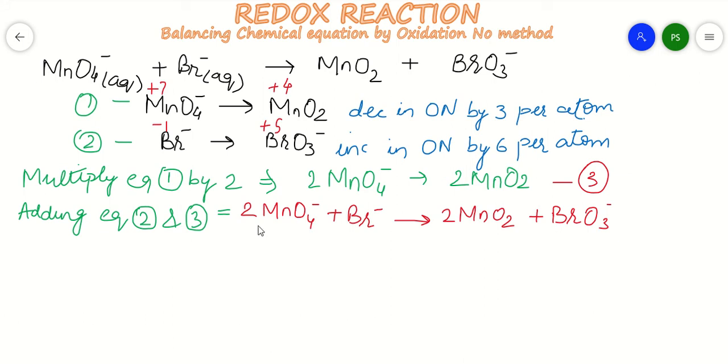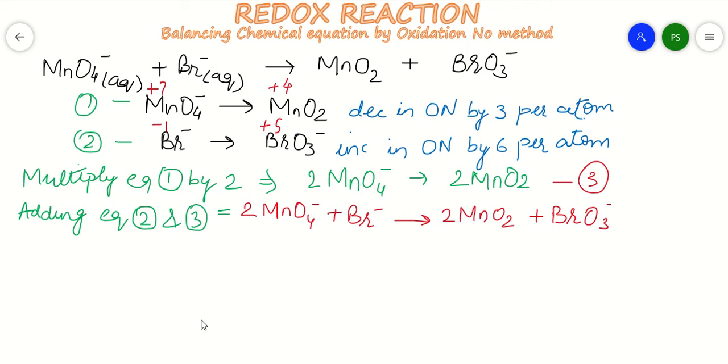Let's check the number of atoms. 2 Mn on the left hand side, 2 Mn on the right hand side, 1 Br on the left hand side, 1 Br on the right hand side. But there are 8 oxygen on the left hand side, and on the right hand side there are 2 twos of 4 plus 3, which is 7 oxygen. So for balancing oxygen atoms, we add water molecules. On the right hand side there is one less oxygen atom. It is 7 in number. So for making it 8, I will add one water molecule on the right hand side.